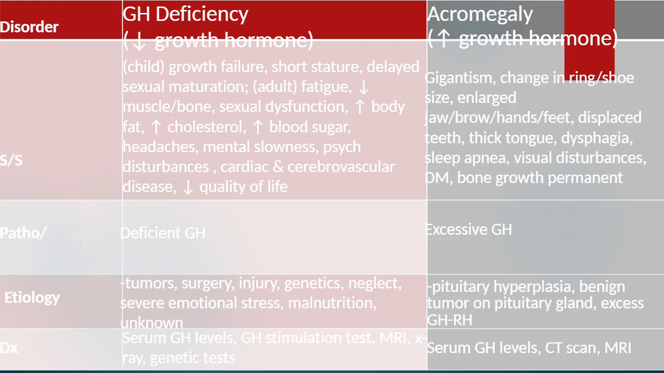To diagnose growth hormone deficiency, a serum growth hormone level can be drawn, but because growth hormone is secreted in bursts throughout the day, levels can fluctuate. A more reliable test is the growth hormone stimulation test, which measures growth hormone levels after the patient's blood sugar is temporarily lowered. Normally, GH should rise in response. MRI or CT scans can identify tumors, X-rays can evaluate bone age, and genetic testing may reveal inherited causes.